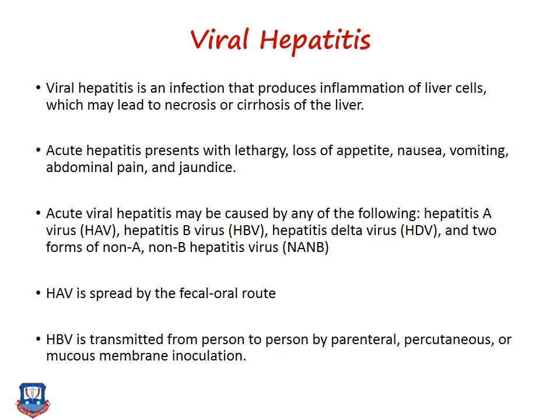Acute viral hepatitis may be caused by any of the following: hepatitis A, that is HAV, hepatitis B, which is HBV, hepatitis delta virus, and the two forms of non-A, non-B hepatitis. HAV, the hepatitis A virus, is spread by the fecal-oral route, while HBV is transmitted from person to person by parenteral, percutaneous, or mucous membrane inoculation.